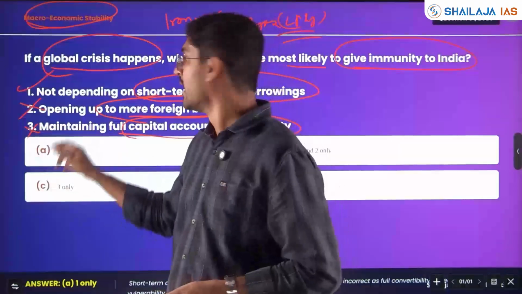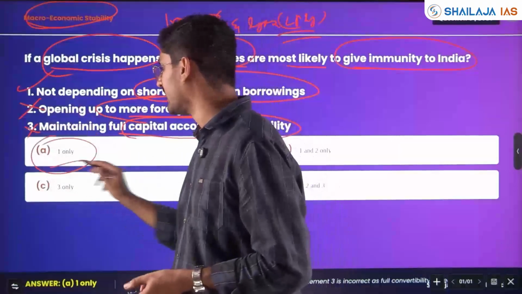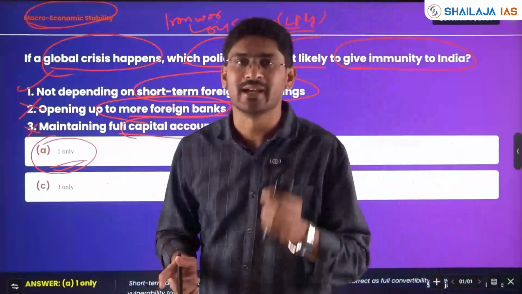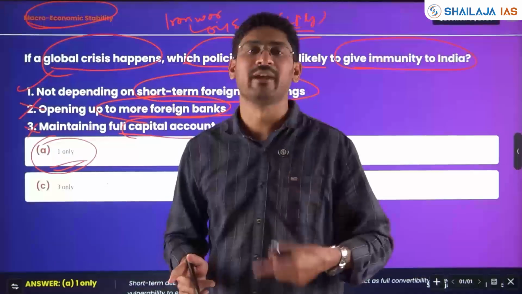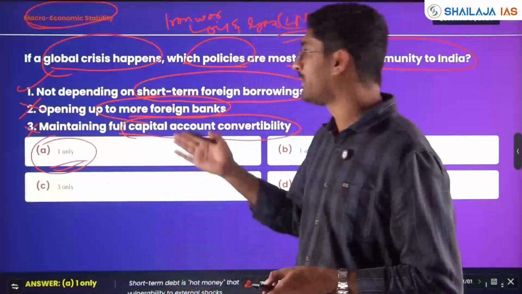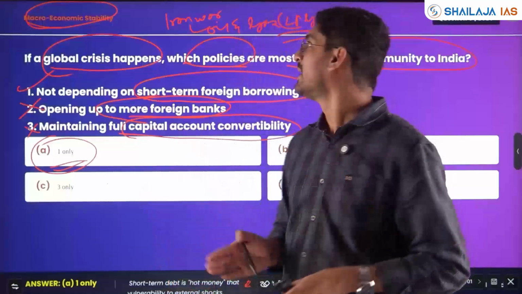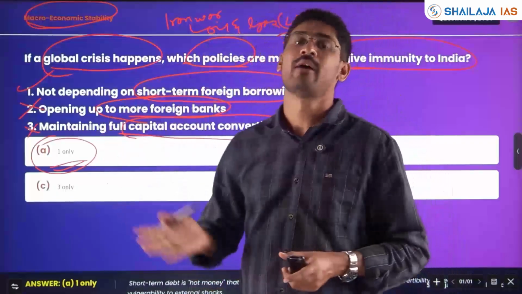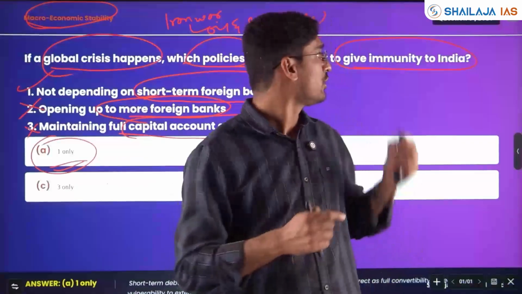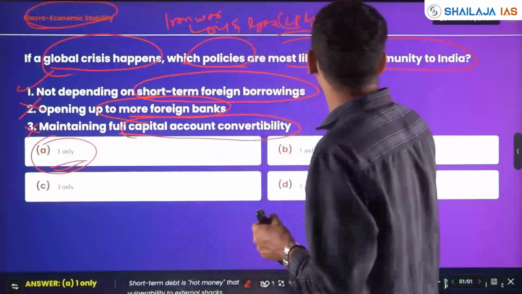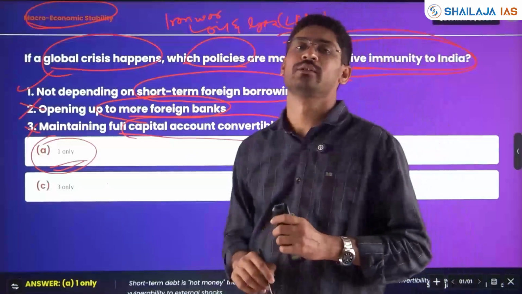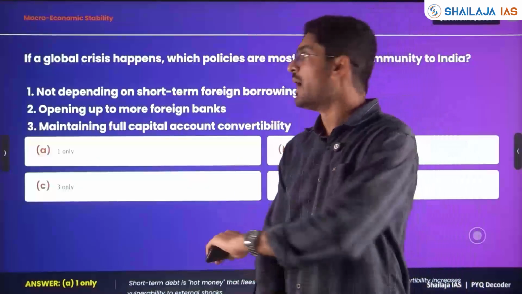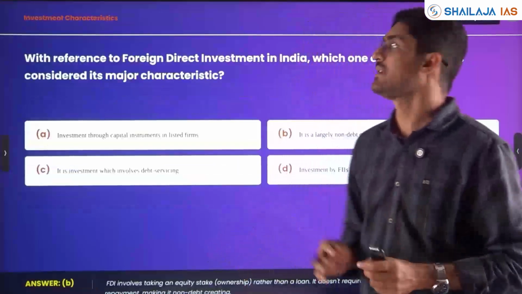So statement 2 is wrong, 3 is wrong, only 1 is right with respect to economic crisis. You can expect this type of question again in UPSC Prelims 2026, the way we are going through crisis. It will not be the same question, but the theme will be the same. It can be due to an LPG crisis or a war crisis: how India's policies can be made immune to the world crisis it is going through. The Middle East crisis, how India can be immune, the question can come.